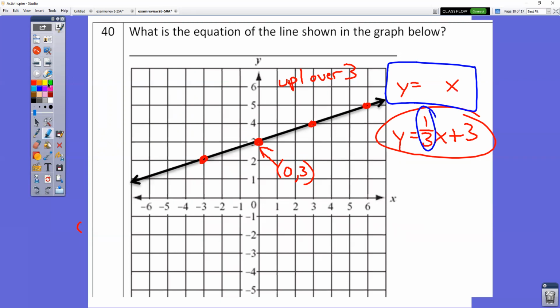The plus or minus is your y-intercept. Where does the line cross the y-axis? It crosses it right here. It crosses it at 3. All right, it crosses it at 3 right there.